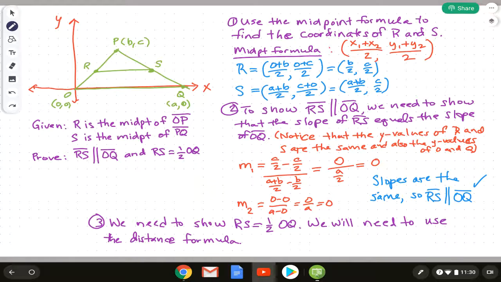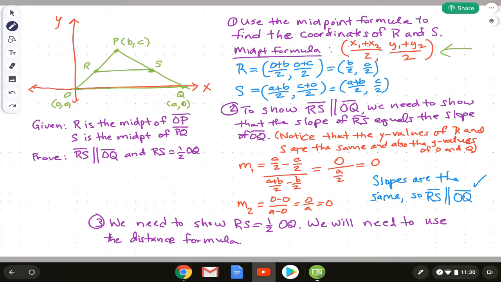The first thing we're going to do is use the midpoint formula to find the coordinates of R and S. In case you've forgotten the midpoint formula, it is x1 plus x2, so the x coordinates added together and then divided by 2. That'll give you your new x coordinate. And for the y coordinate, you'll add the two y coordinates from the points and divide by 2.